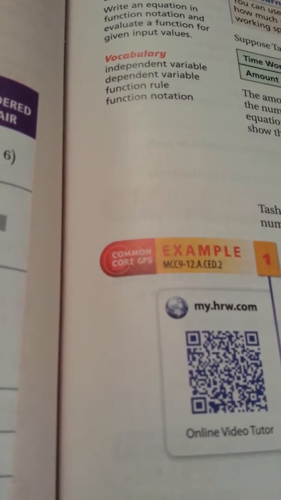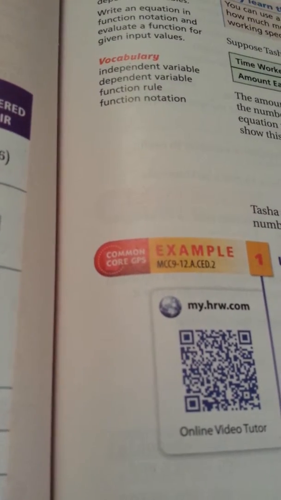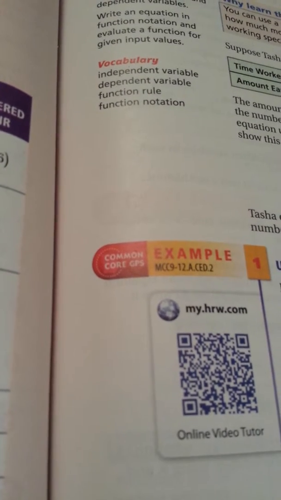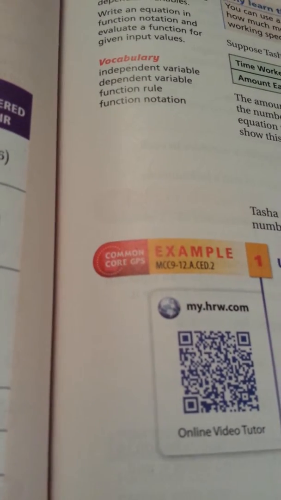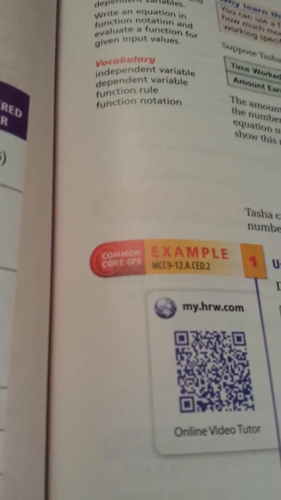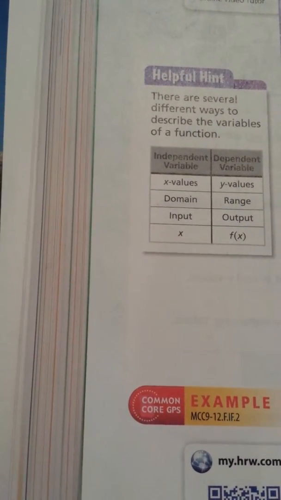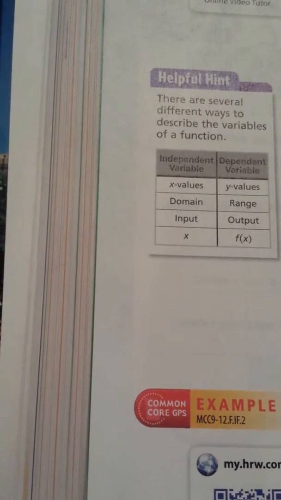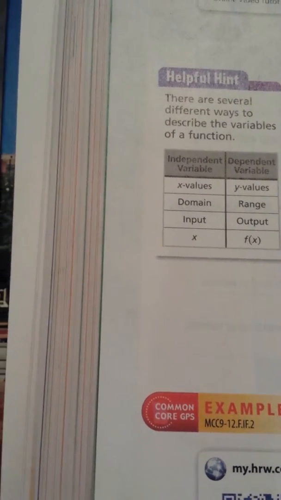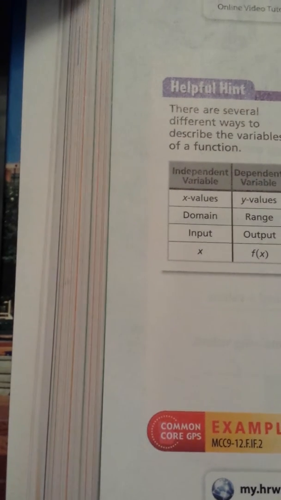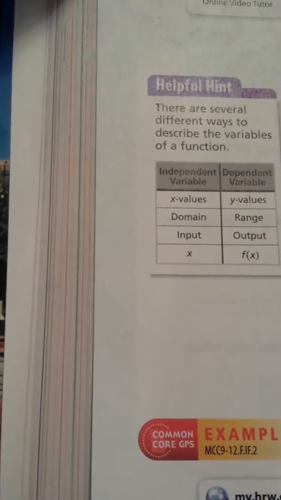The vocabulary you should look at in this section are independent variable, dependent variable, function rule, function notation, input, and output. The input of a function is the independent variable, and the output of a function is the dependent variable. The value of the dependent variable depends on or is a function of the value of the independent variable.